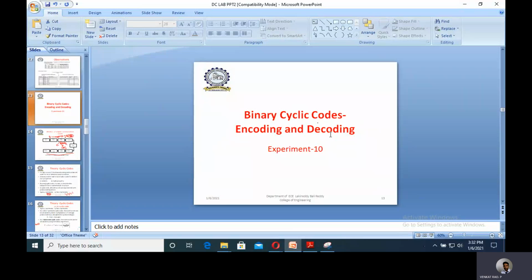Before understanding the cyclic code experiment, you need some theoretical knowledge about what is cyclic code and why it is used. So before starting the experiment, first I will explain what the cyclic code is, the theoretical concepts as well as design concepts. How do you design an encoder and decoder? Everything I will explain. After that, we will see the experimental analysis.